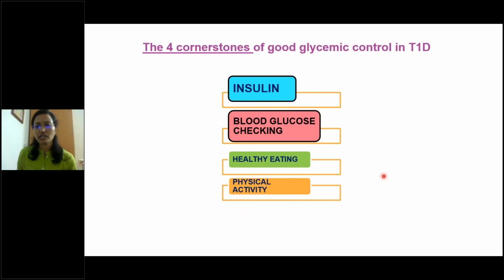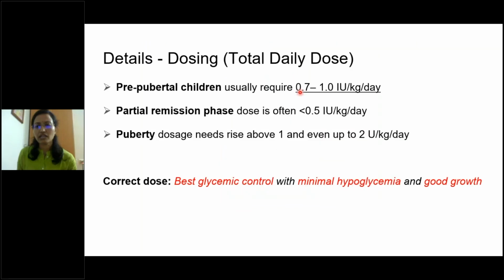The healthy eating and physical activity have to wait for another session. So after you have given your stat dose of regular or rapid acting and basal insulin, then you sit down and calculate your total daily dose.